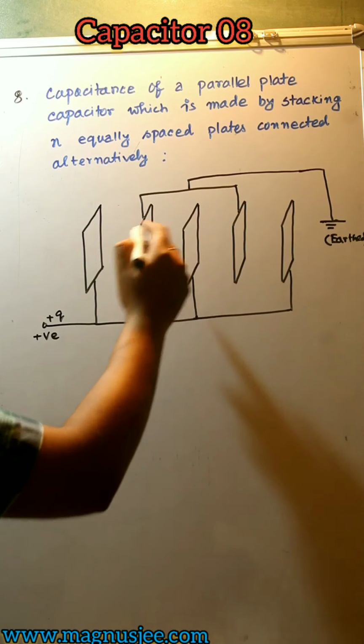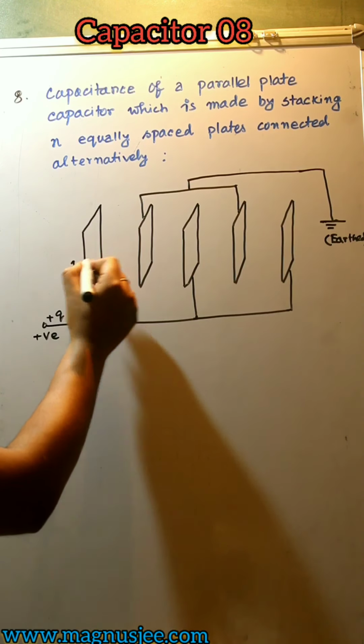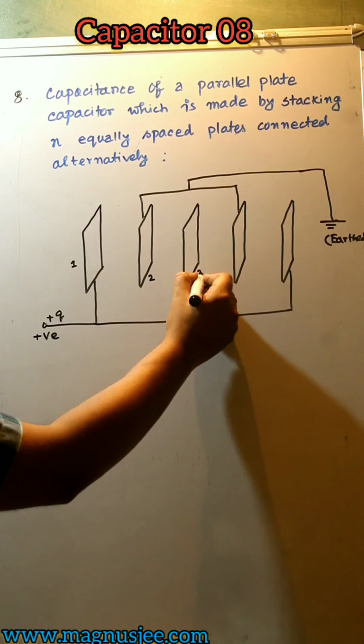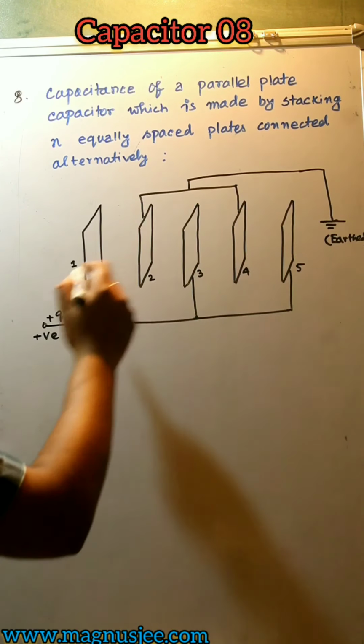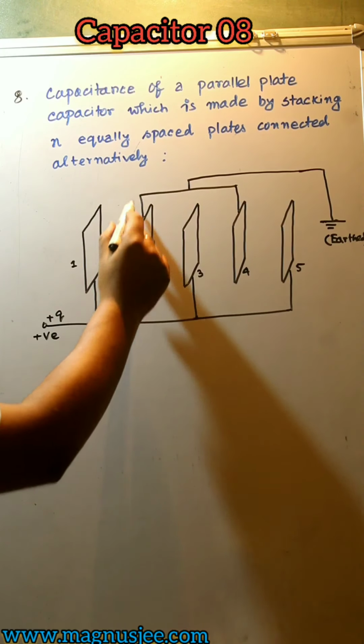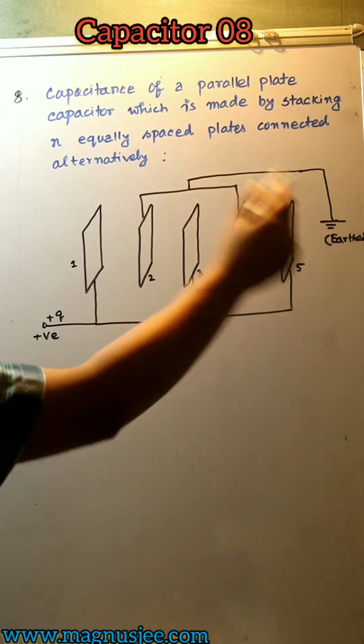Here we are considering 5 plates, a parallel plate capacitor containing 5 plates: first, second, third, fourth and fifth plate. The first, third and fifth plates are connected to each other, and the second and fourth are connected to earth.